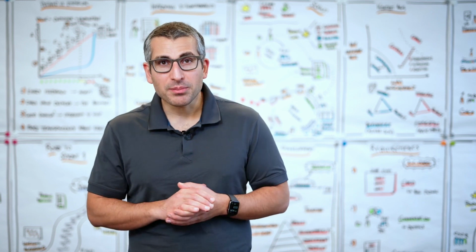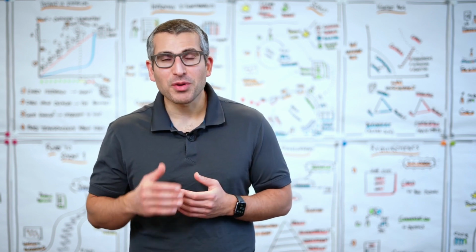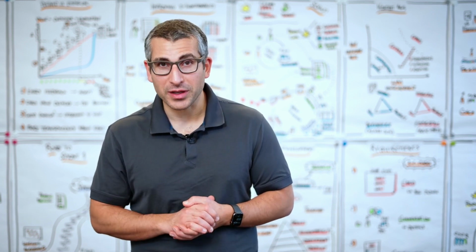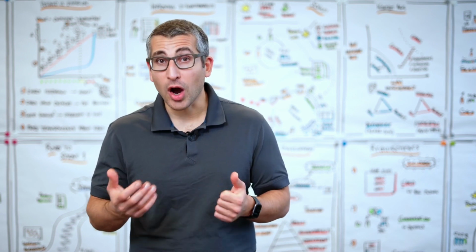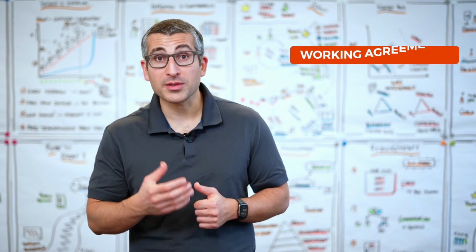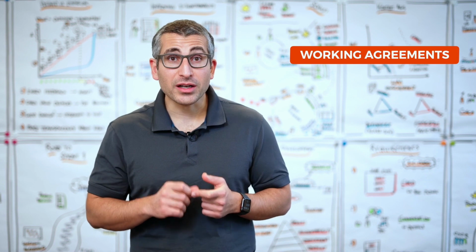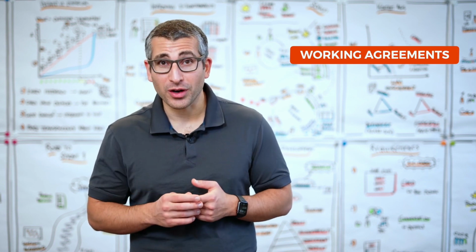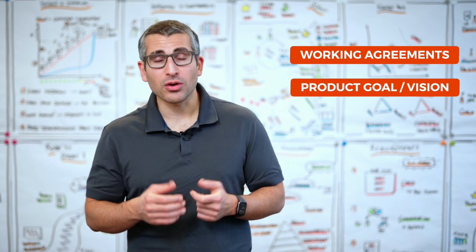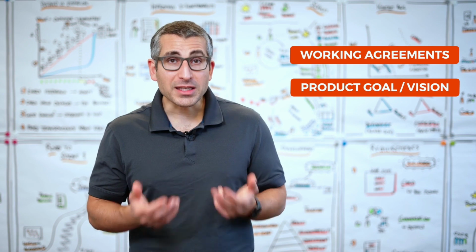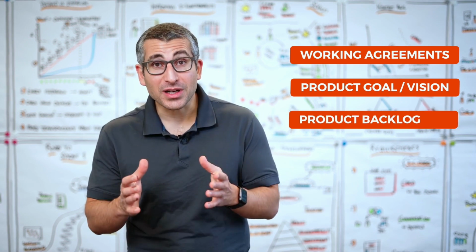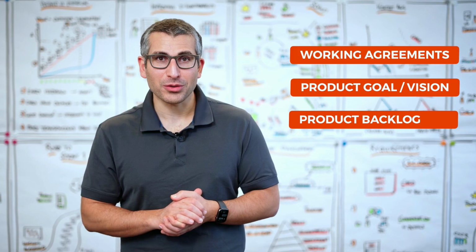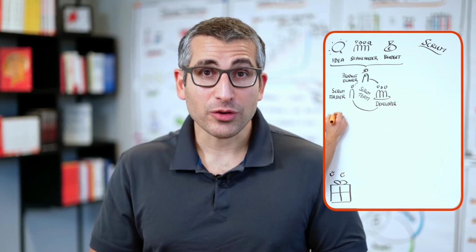Now, this Scrum Team needs to do a few things before they can enter a very first sprint. Among those things are a shared understanding on how we work together. We refer to them as working agreements. A shared understanding on what are we going to work on, which is our product goal or product vision. And last but not least, we need to have a product backlog that helps us get into execution mode. Let's start with the working agreements.